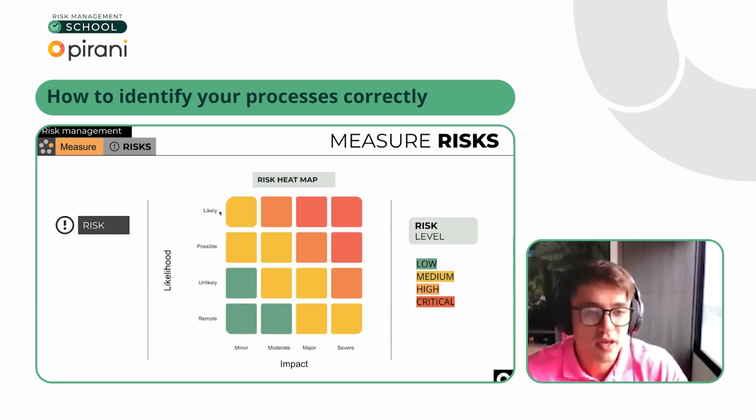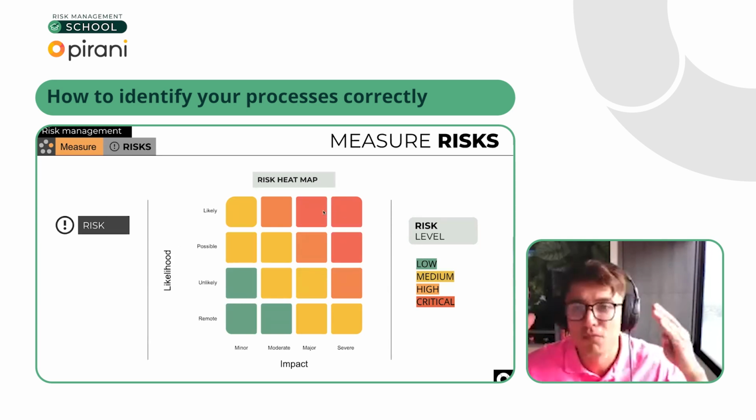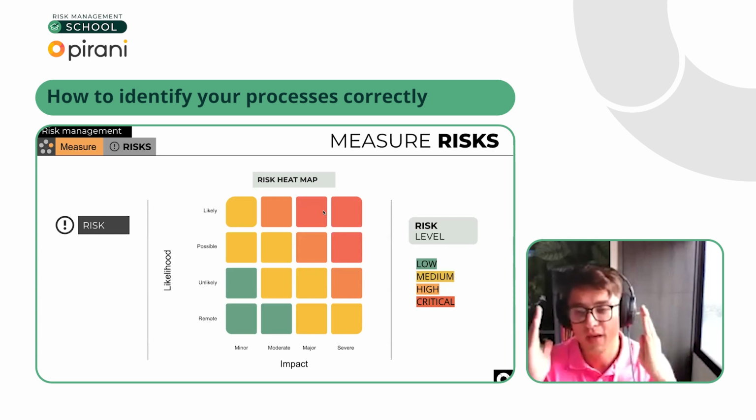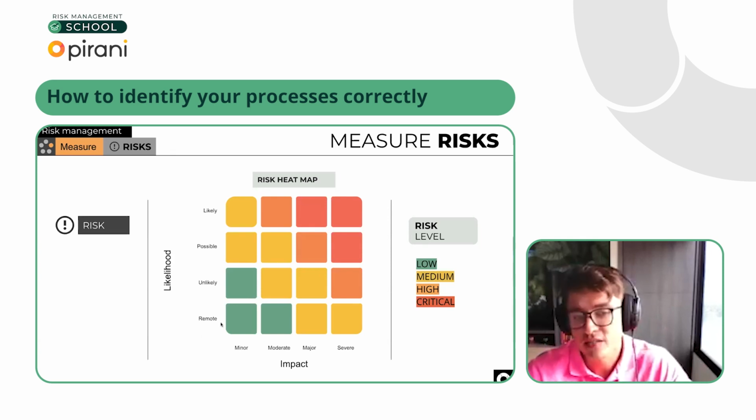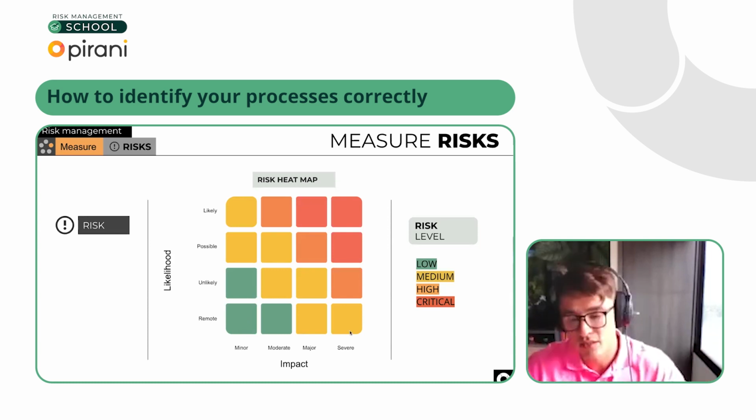And I want to understand, okay, if the likelihood is here and the severity is here, so this one in red will be the most critical and the risk that I need to focus on the first time. And maybe if I have a risk that is in green, I don't have to put as many resources or time to address it, right? But we're going to see about addressing the risks in the next step. But right here, we need to understand what is my risk and measure it in a risk heat map.